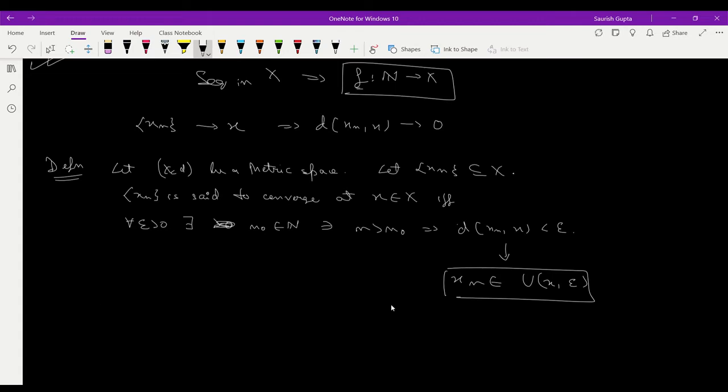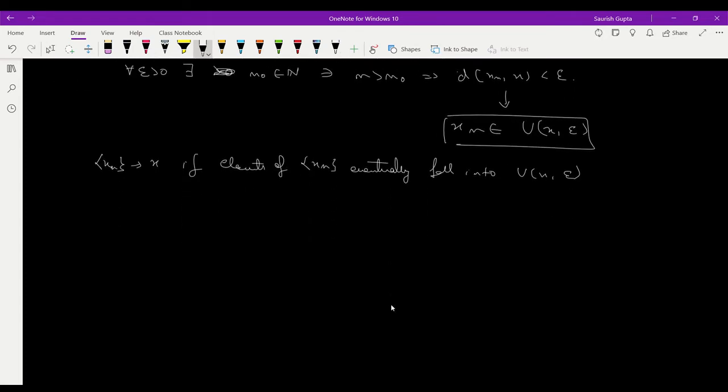So in words we can say that xn converges to x if the elements of xn eventually fall into the open ball with center at x and radius epsilon. Right? Got it? For convergence we can also use the limit symbol. That is, xn converges to x is the same as writing the limit of xn equals x as n tends to infinity. These symbols are analogous.